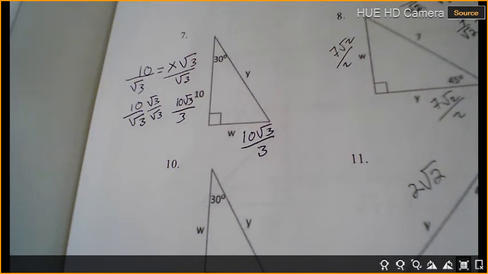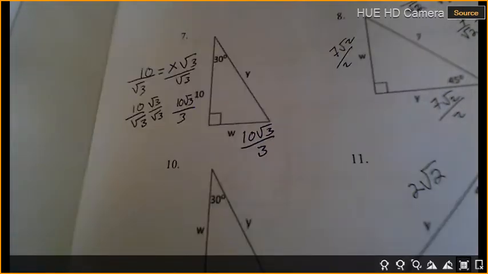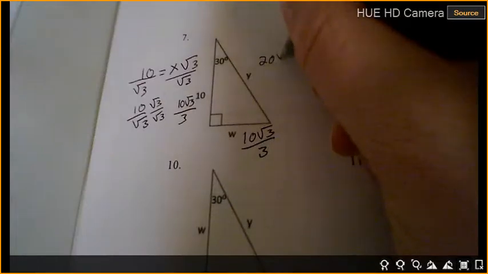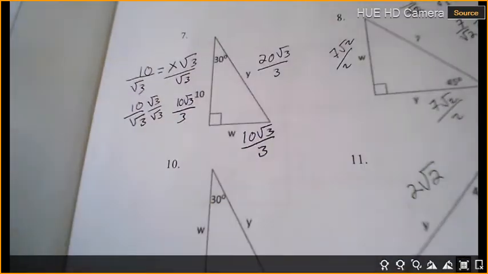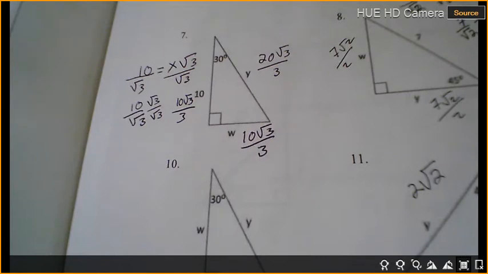Now, we have to figure out what y is. What are we going to do? And what's that going to give us? 20 what? Over 3, done. You ready for 10? 10's easy again. y is 20 square root 3 over 3. We just times it by 2. That's it.